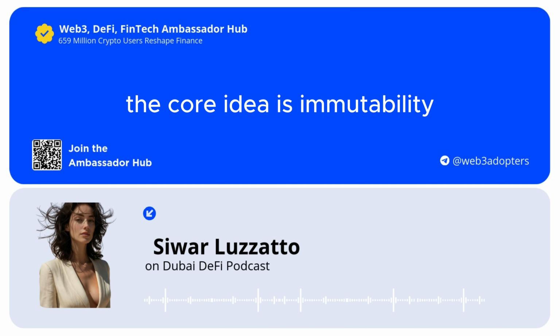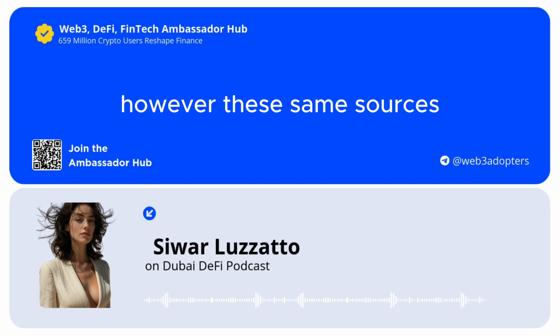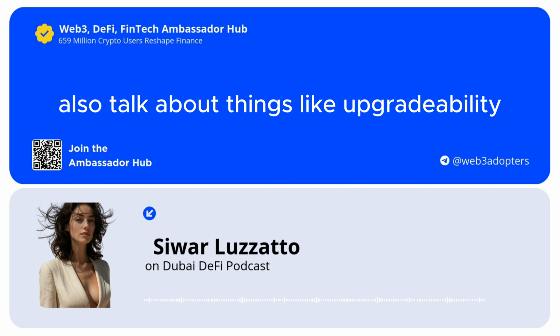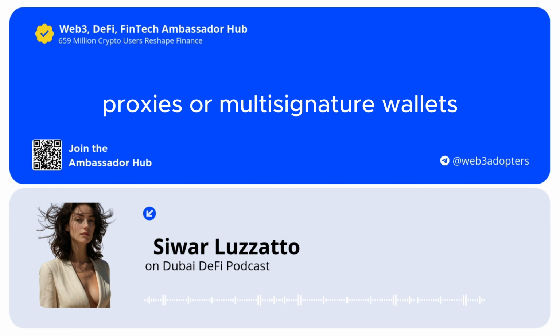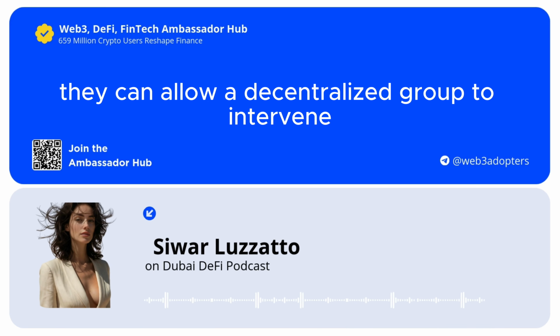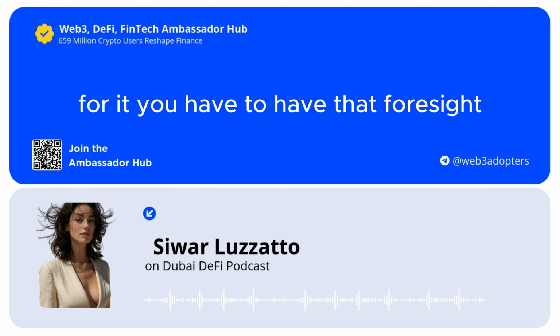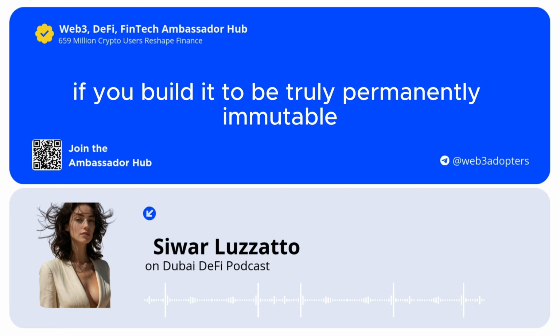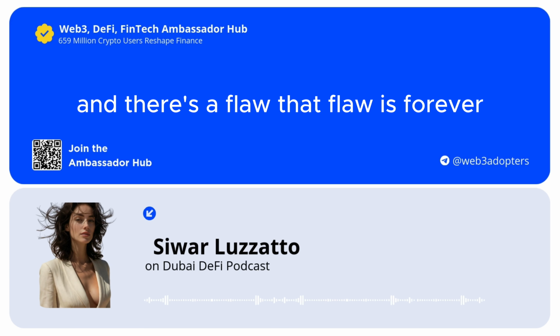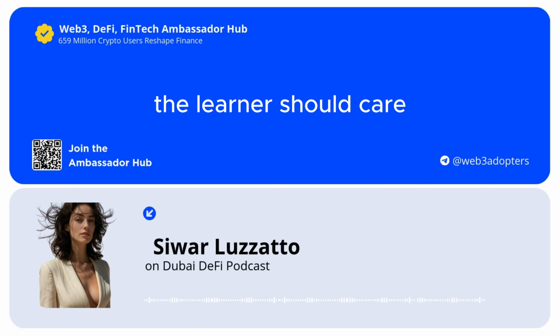The core idea is immutability, yes. Once it's deployed, the rules just run. However, these same sources also talk about things like upgradability proxies or multi-signature wallets. If you design those in from the start, they can allow a decentralized group to intervene for critical fixes. But you have to plan for it. You have to have that foresight. If you build it to be truly permanently immutable and there's a flaw, that flaw is forever. And this self-executing logic is really why you, the learner, should care.